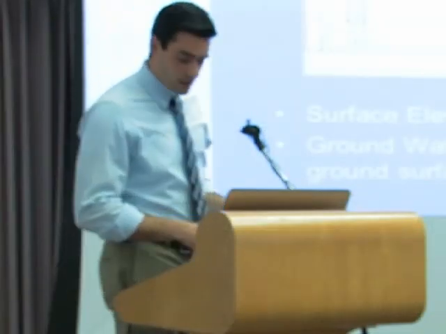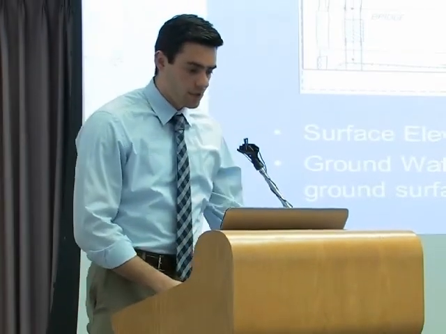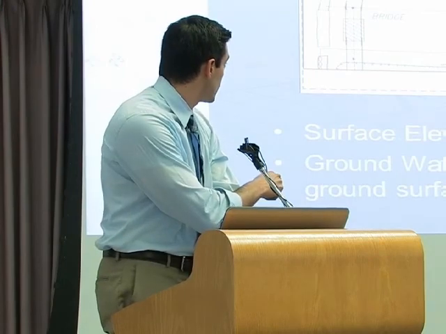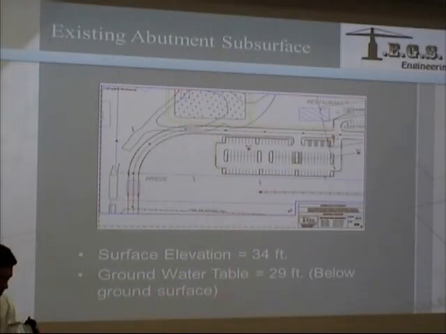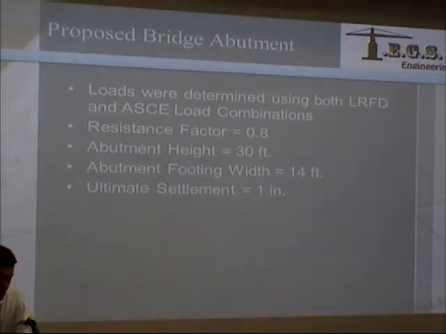My name is Tom Ferranti, and I was a geotechnical engineer on the project, and I'll be talking about the bridge abutment and the retaining wall. So the bridge abutment is located right here on the site, the west approach, where we had a surface elevation of 34 feet and a groundwater table that was roughly 29 feet below the ground surface. When designing this bridge abutment, we used both LRFD and ASC load combinations with a resistance factor of 0.8.